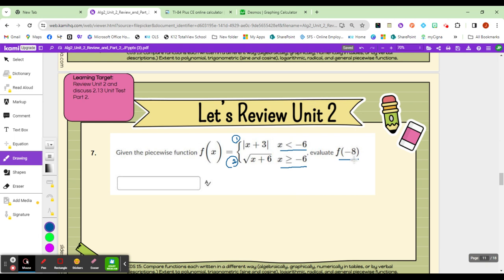And if I'm trying to find f of negative 8, f of negative 8 would definitely be less than negative 6. So I'm going to use the first piece, which is the absolute value of x plus 3. And then I'm going to find f of negative 8. So that means wherever I see an x, I'm going to plug in negative 8. The absolute value bars first act as parentheses. So you'll do what's going on inside. That's going to give you negative 5. And then you'll take the absolute value of negative 5. And you'll get positive 5. So positive 5 will be your answer.